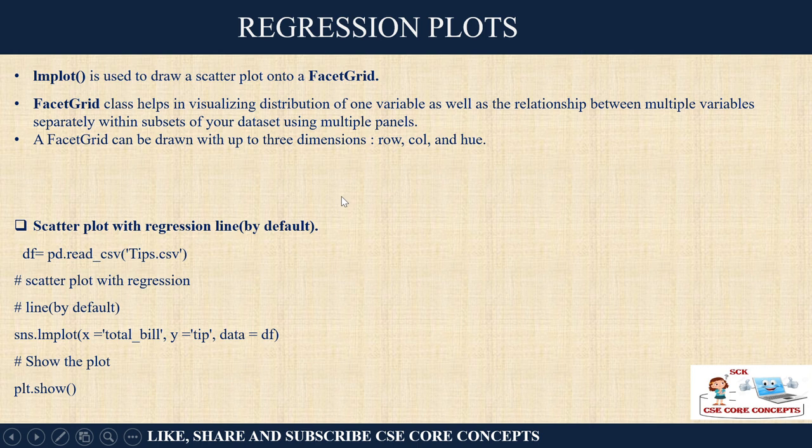Then you can have the regression plots. If you want to do some regression analysis on this type of continuous data, you are going to use the function lmplot, on the FacetGrid. Now what is a FacetGrid? It is a class which helps in visualizing the distribution of one variable, and it will also show the relationship between multiple variables, separately within subsets of the data, using multiple panels.